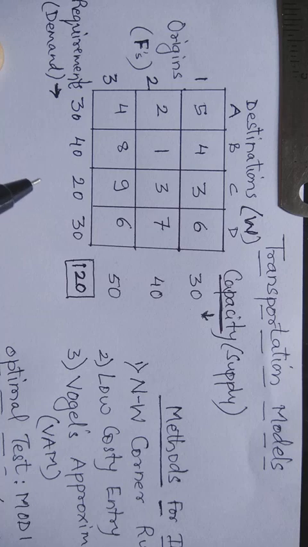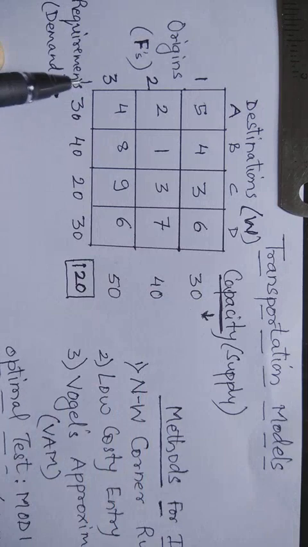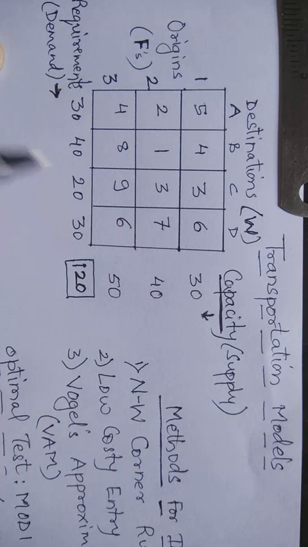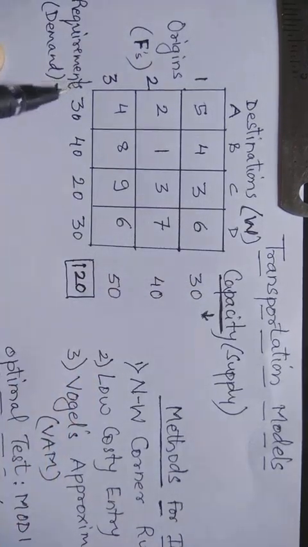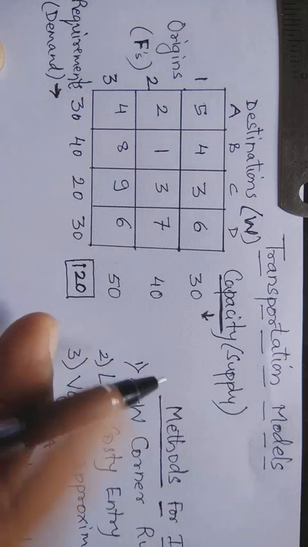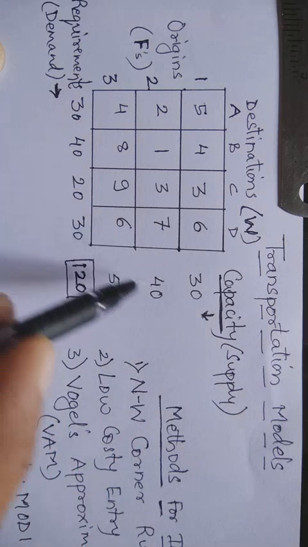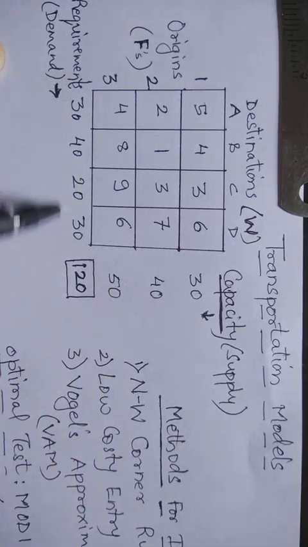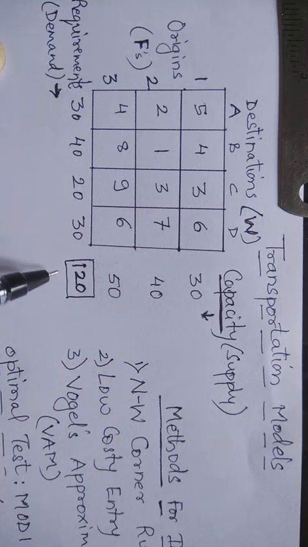The first step is we have to check the sum of capacities should always be equal to the sum of the demands. First step in transportation is we have to check the sum of capacities should always be equal to the sum of the requirements. If this is not equal, then we have to add a dummy row or a dummy column with 0 transportation cost and then make the sum of the capacity and sum of requirements equal. Here the sum of capacities is 120, sum of requirements is also 120. This is a balanced transportation problem.